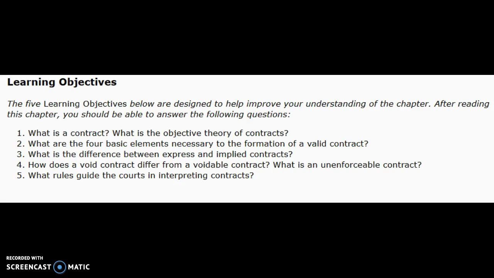What's the difference between, number 4, a void and voidable contract? A void contract is one that has no legal effect. In other words, basically no contract exists. If I hire you as a hitman, the court's not going to enforce that.